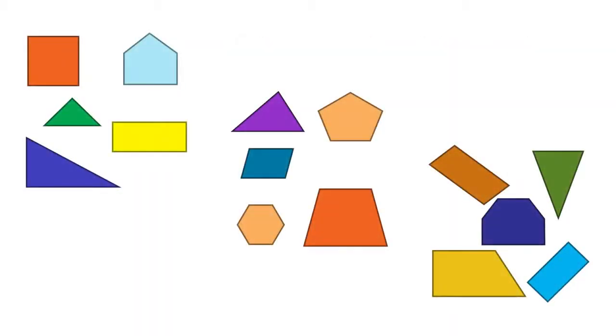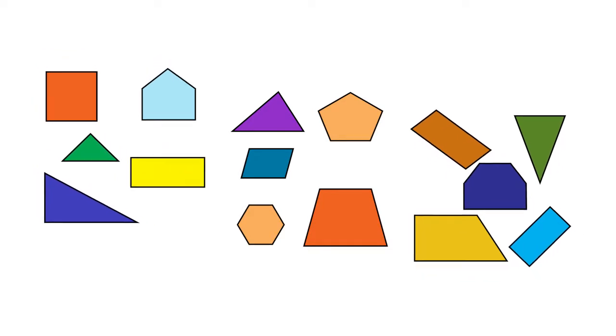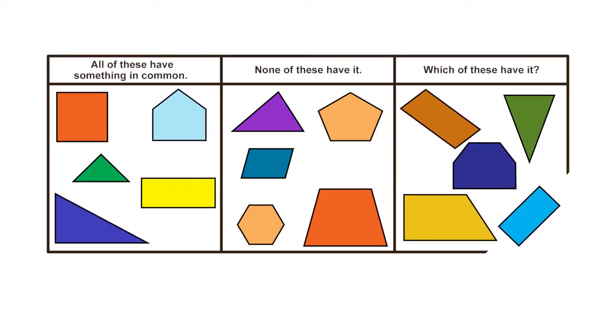Here are 3 sets of shapes. Students are expected to use deductive reasoning to determine the attributes of the following shapes. The shape sort is divided into 3 categories: all of these have something in common, none of them have it, and which of these have it. The first set of shapes all have something in common.